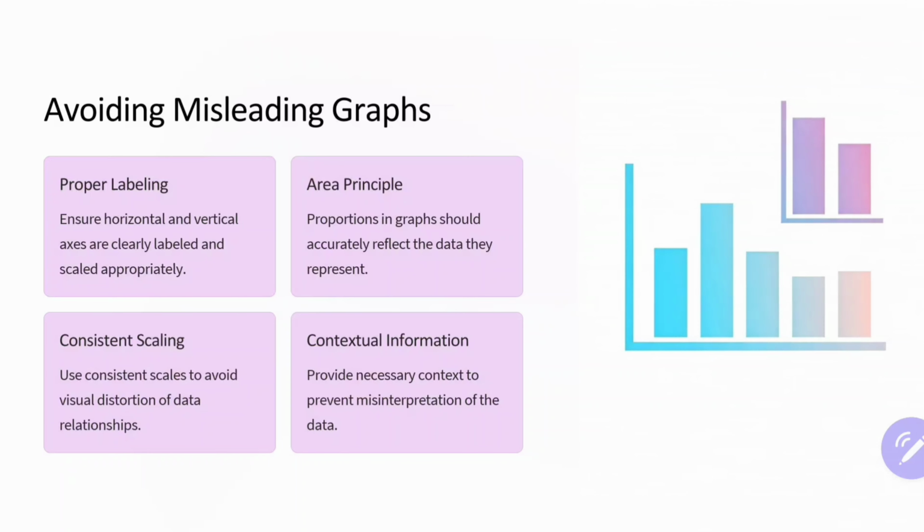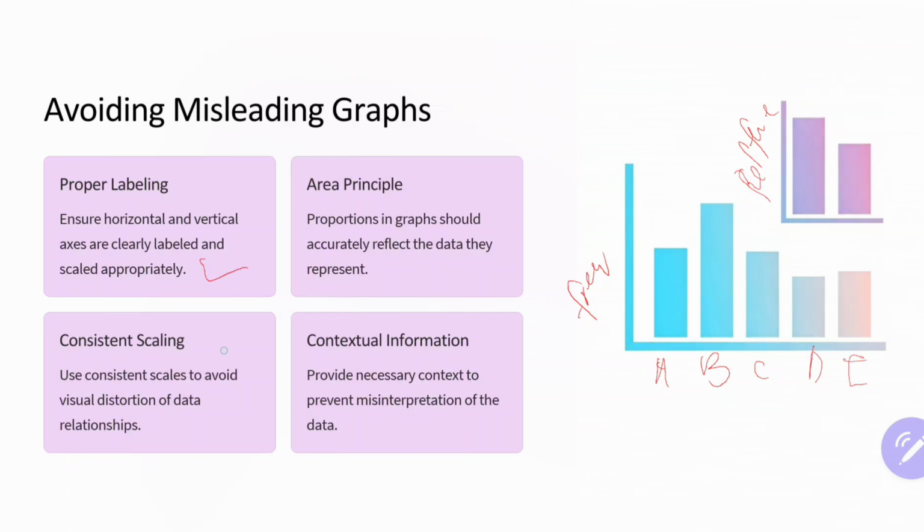And lastly, you have to avoid misleading graphs. The first thing we have to note is that when you are drawing a graph, proper labeling is very important. You ensure the horizontal and the vertical axes are clearly labeled and scaled appropriately. Most times, this can be the frequency, or in another case, the relative frequency. And this can be your data values. It can be A in classification B, C, D, E. So you have to label it accordingly.